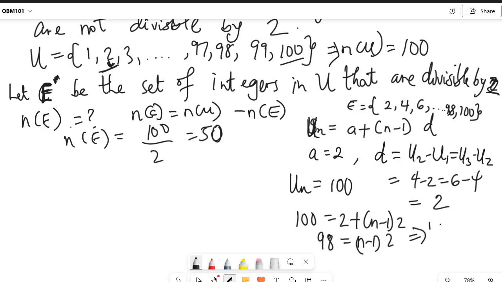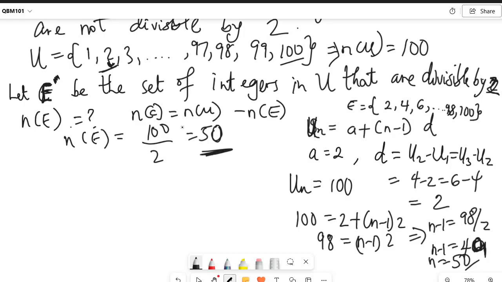And this implies that your n minus 1 will be equal to 98 over 2, okay? Your n minus 1 now will be equal to 98 over 2, which is 49. Sorry, 49. And your n will be equal to 1 plus 49, which is 50. So you agree with me that there are actually 50 elements, okay? So our answer is 50.